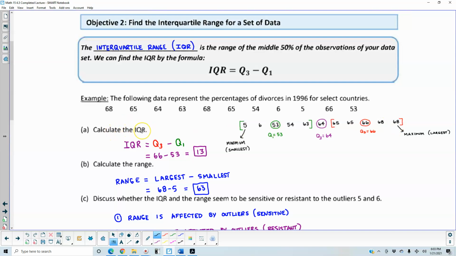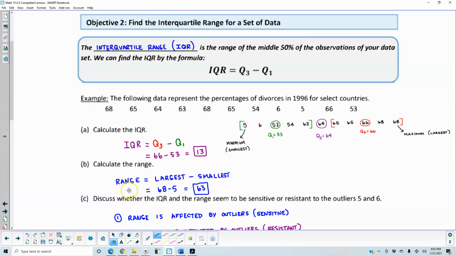So if we want to calculate the IQR, or the interquartile range, it is equal to quartile 3 minus quartile 1. Well, we know that quartile 3 was 66 and quartile 1 is 53, so 66 minus 53 is 13. So the interquartile range is 13 for this set of data.